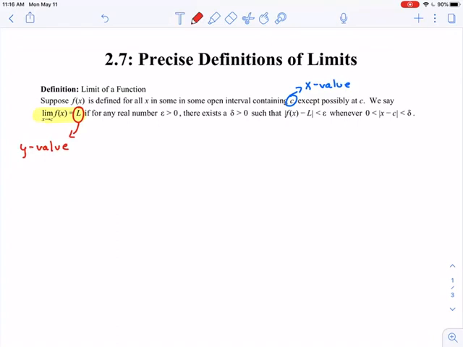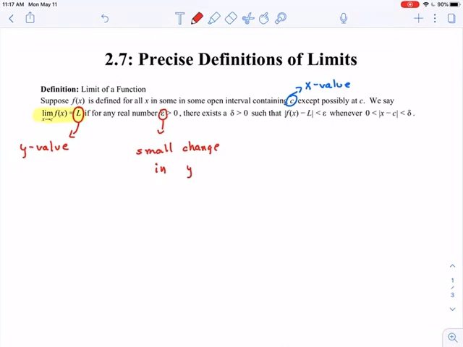So we say that the limit as x approaches c of f of x is equal to L if for any real number epsilon greater than 0. So now we start with these Greek letters. Epsilon is a positive number. And what I want you to think about epsilon is a small change in y. This is a number that I will choose at the very beginning of the problem, and it won't change for the rest of our problem.